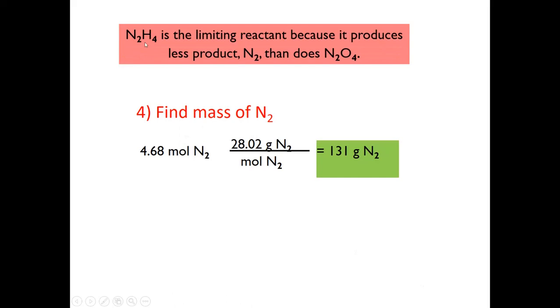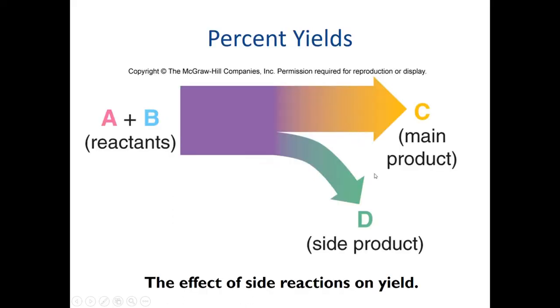After that, N2H4 is the limiting reactant because it produces less product N2 than does N2O4. And step number 4, you need to find the mass of N2. So here is 4.68 mole N2. Cancel and cancel, then you get 131. How to get 131? 28.02 times 4.68. You get 131 gram N2.